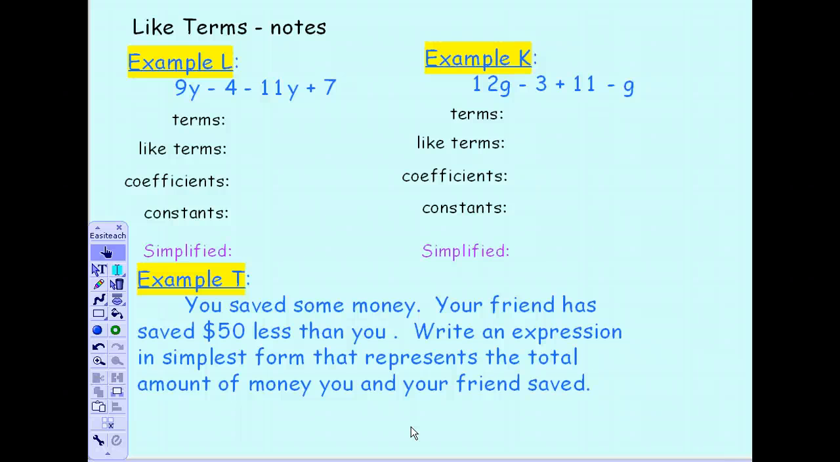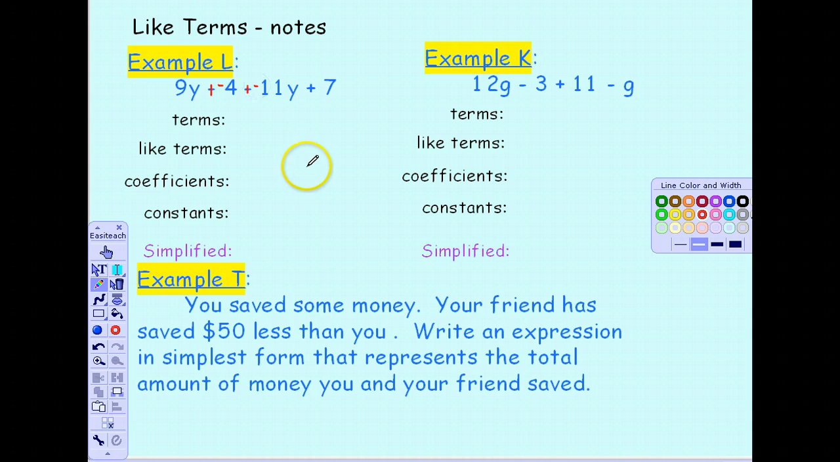In our first example, example L, we're going to first go through and change all of those subtraction signs into add the opposite. So the first number stays the same. It's the number after that new addition that gets changed. So this becomes add a negative 11y.